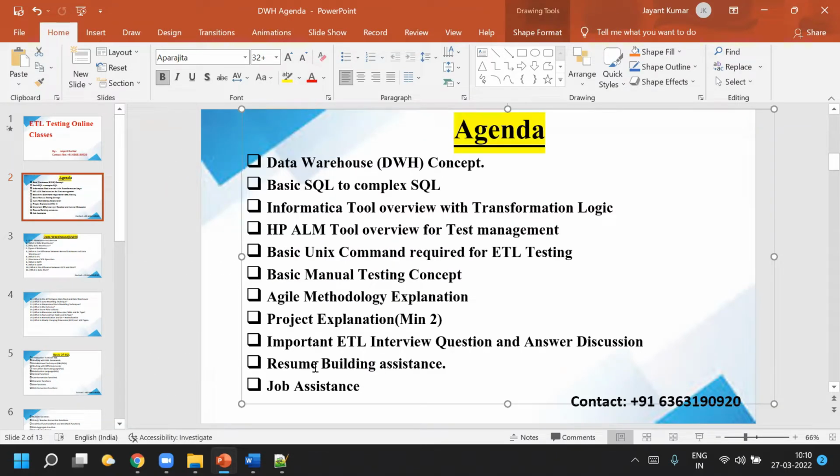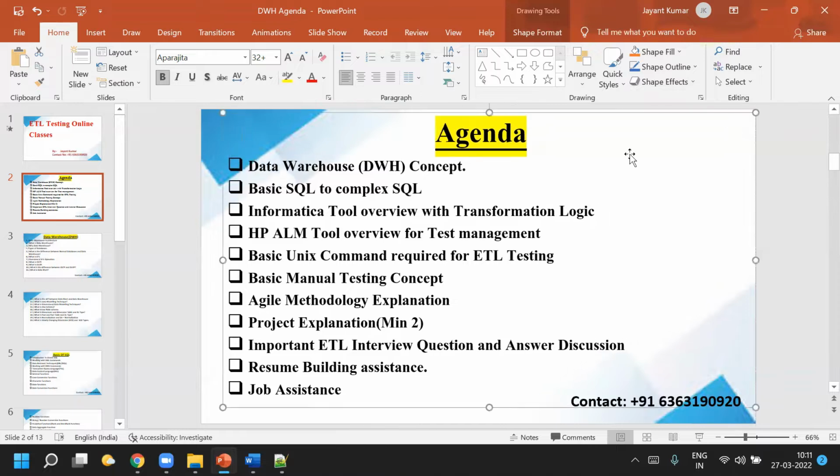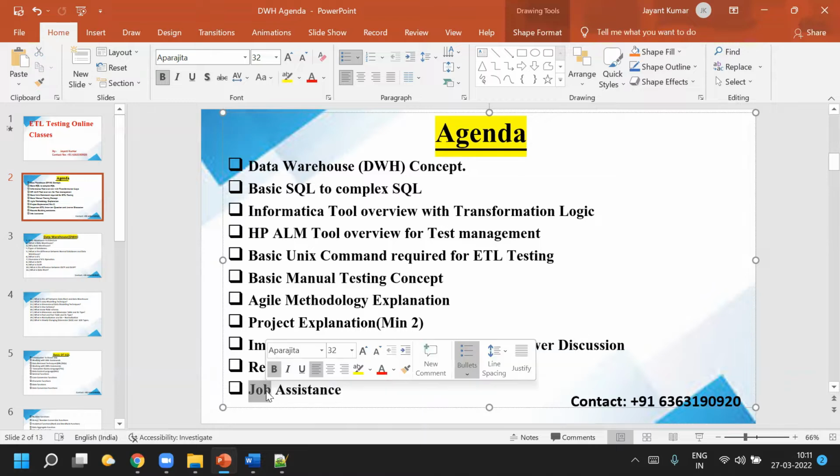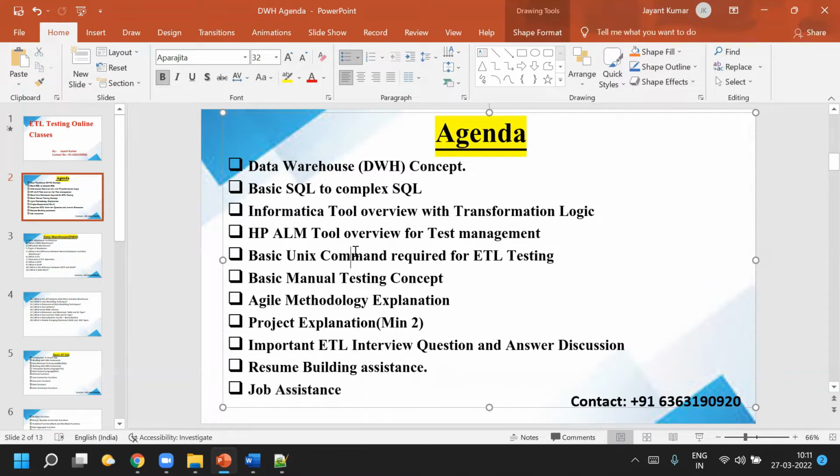I will also help you in building your resume, so that you can upload a proper resume, and the format I will give you will be more useful, so that companies will consider your resume. Okay, so job assistance: if I have any referral or any openings in any company, if I come to know, I will refer you there. Moreover, I will help you on the online portal to upload your proper resume and put proper keywords to find an ETL testing job.